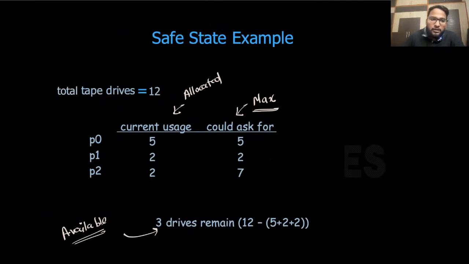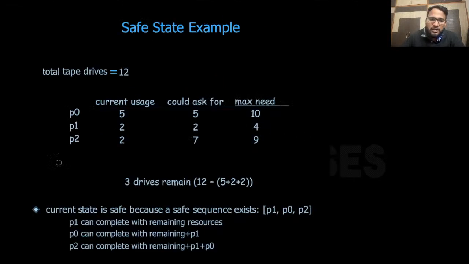Okay, this is the maximum they can ask, and there is something also called maximum need, and that maximum need we are calculating by this. So we are saying the maximum need of this is 10. They are using currently 5, and in future they can ask 5. Now the current state is safe because there is a sequence.